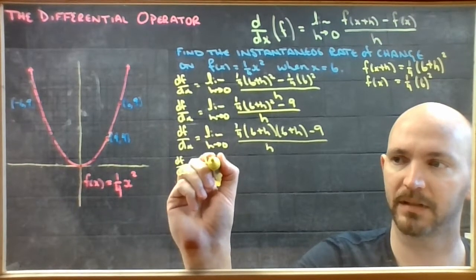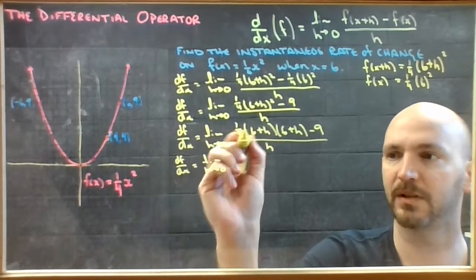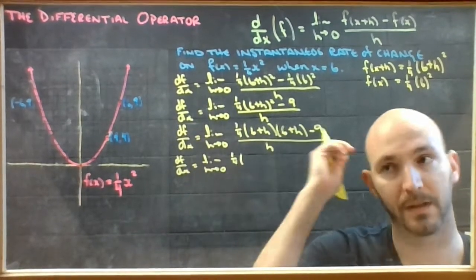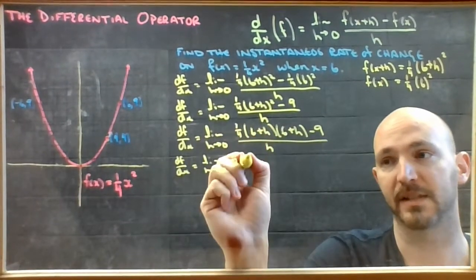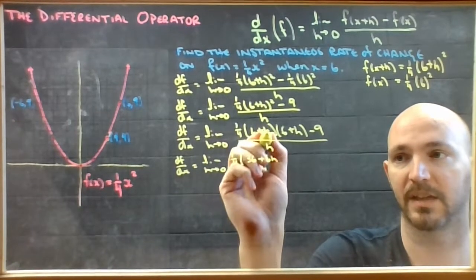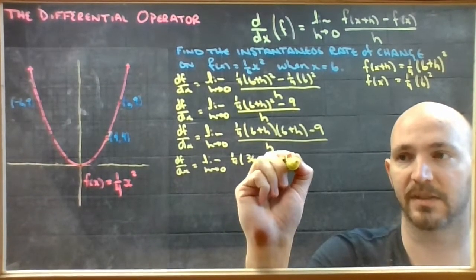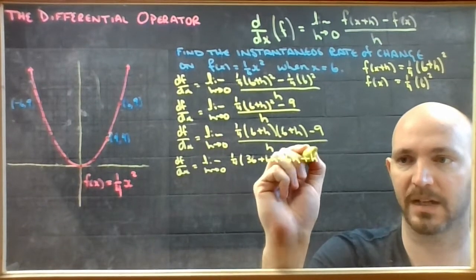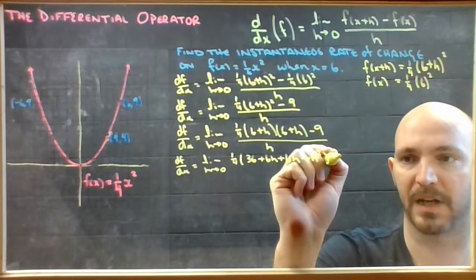Equals limit as h goes to 0 of 1/4. 6 times 6 is 36. 6 times h is 6h. h times 6 is 6h. h times h is h squared. Minus 9.